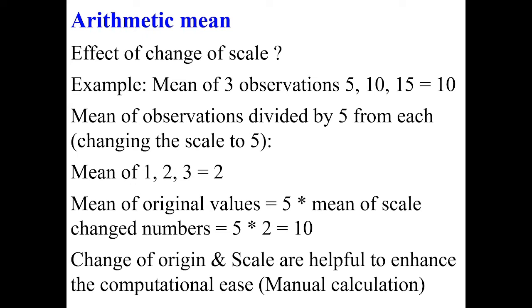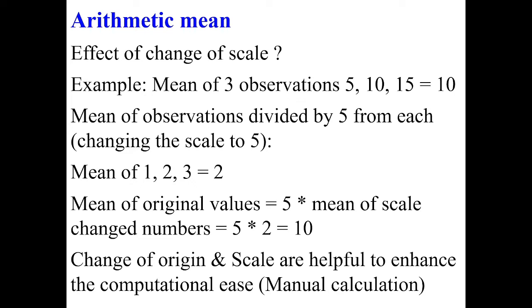So now you change the scale. Divide each observation by 5. So when you divide each observation by 5, you have numbers 1, 2, and 15 by 5, that is 3. So the mean is 2. So this is the mean of the scale changed observations.